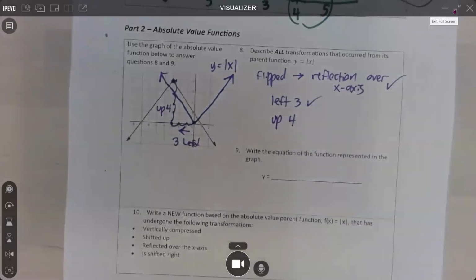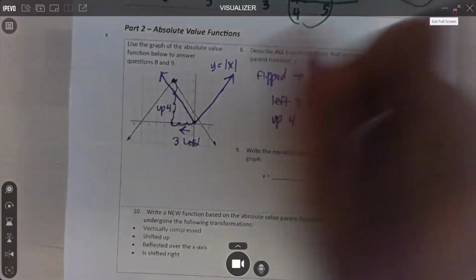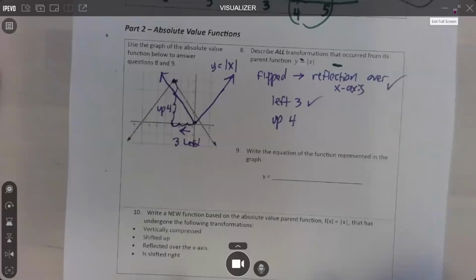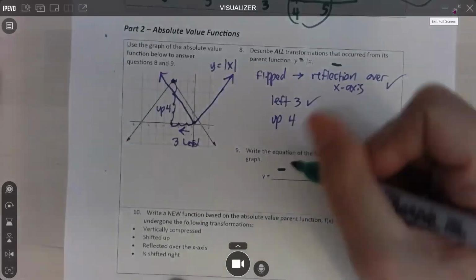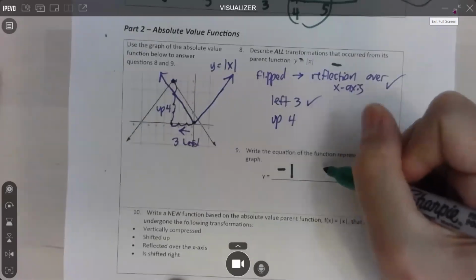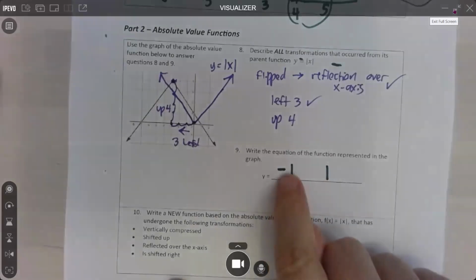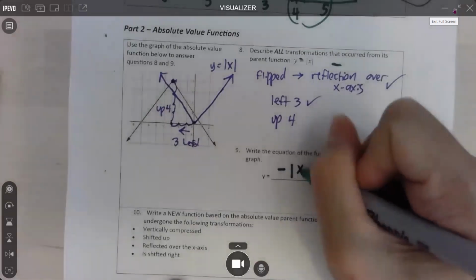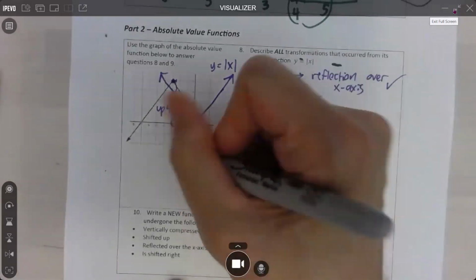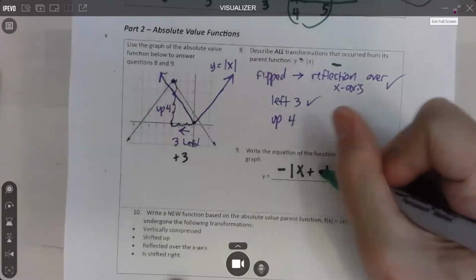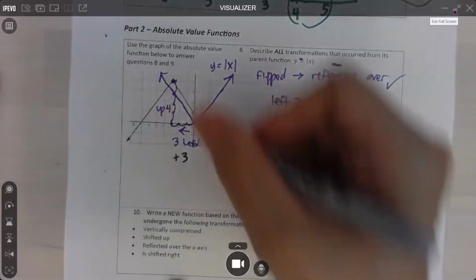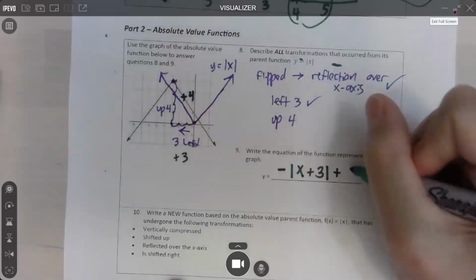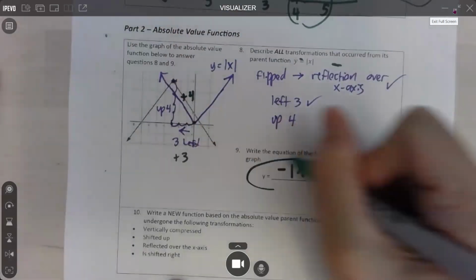So that equation will look like this. Anytime it's a reflection over the x-axis, it's going to have a negative on the outside. So you have negative. Now, because it's not being stretched or compressed, you're not going to have a number here. That's just going to stay negative, okay? Over here inside, you'll have your x, and since it went left 3, that's actually going to be plus 3 inside. We'll graph that to verify. And then since it went up 4, that's also going to be plus 4. And so that will be your new function represented here.